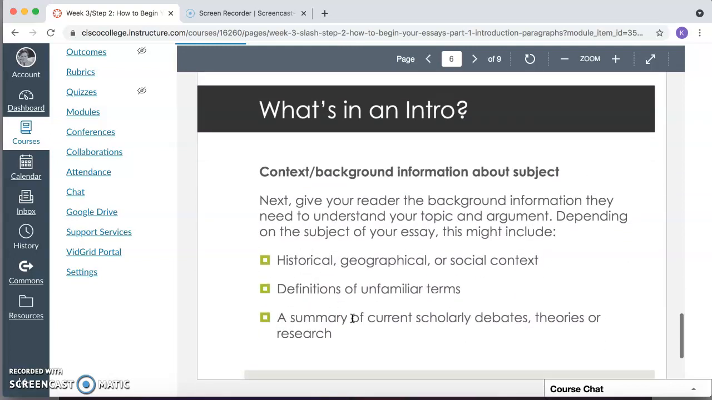After your hook, in the same paragraph, the introduction, comes context and background information. Now this could be historic, geographical, it could be sociological. Whatever the reader needs to know, whatever the background of this topic is, spell it out for them. You might include definitions of unfamiliar terms or a summary of current scholarly debates, theories, or research. Again, background information and context, that's just what the reader needs to know in order to make sense of the rest of the essay.